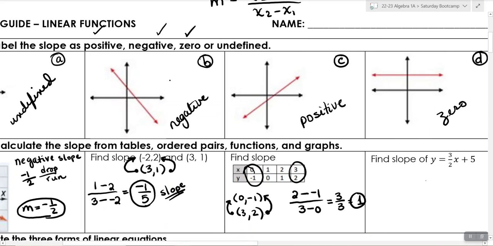Now, when you look at this function right here, do you know which one is the slope? Yes. 3 over 2, not the x, just the 3 over 2, okay? So the slope is 3 over 2. You have to be able to recognize that this is in y equals mx plus b form, with the 5 being the y-intercept.